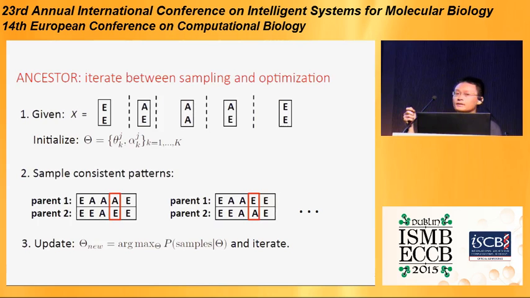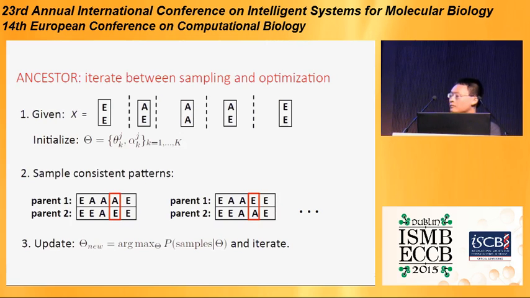The algorithm, which we call Ancestor, basically iterates through a sampling step and an optimization step. It takes as the input the observed data, which is the local ancestry states of these individuals across the genome. We initialize the parameters of the two semi-Markov processes. And conditioned on the initial set of parameters, we can very efficiently generate exact samples of each of the parent scenarios that are consistent with the observed data. So we can generate aligned parent scenarios that are consistent with the observed data very efficiently. That's the sampling step.